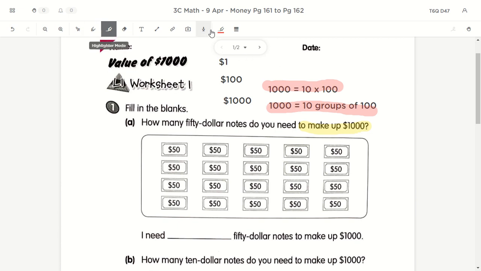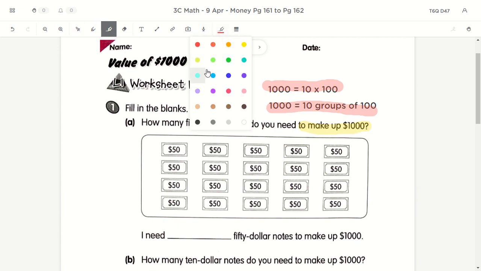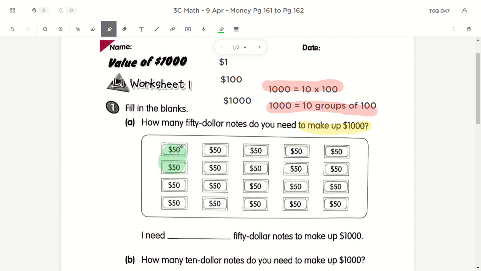So let's use a highlighter. Let's highlight groups of 100. So let's try. How many $50 notes do I need to make up to $100 value? I know two $50 will give me $100. Let me write this down. Two $50 notes will give me $100. Similarly, I use another color. These two $50 notes will give me $100 as well.